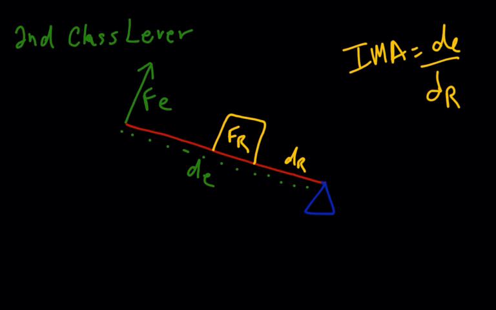In a second class lever, your resistance force is in the middle. So we think about what's in the middle. The resistance force is in the middle for a second class lever. What's your ideal mechanical advantage going to be?